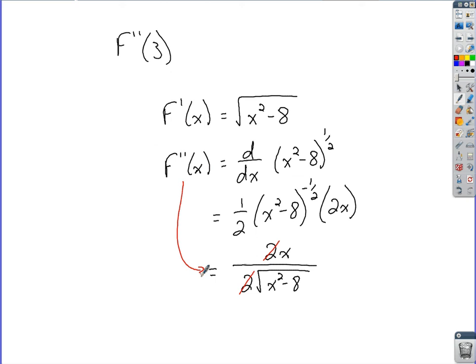Plugging into the second derivative 3. Let's see, 3 goes in for the x's, so I'm going to have 3 over 1 again, right? 3 goes in, 3 comes out. Recall in these types of problems, because you do end up with these roots quite a bit, that's a popular kind of problem to have with these, that you may have some square roots in your answer. That is possible.